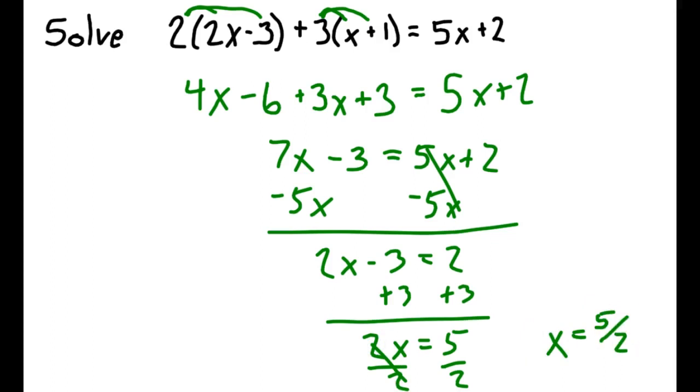So a review of things we talked about in previous algebra classes. First, we have to distribute. Then we have to combine like terms, and use properties of equality to isolate the variable by itself.